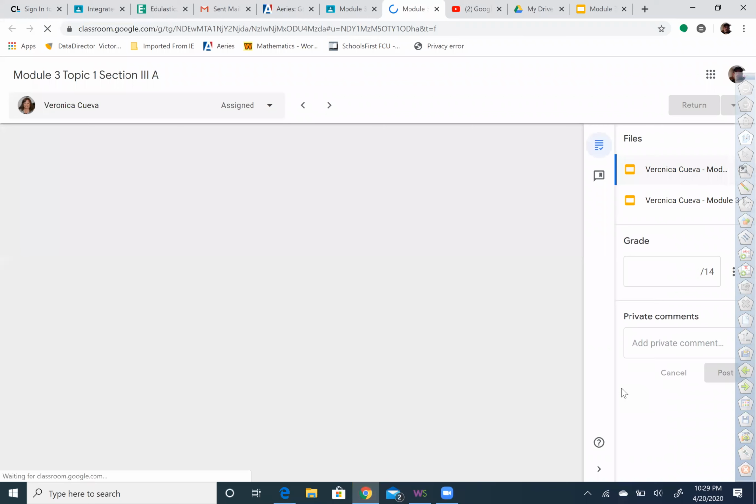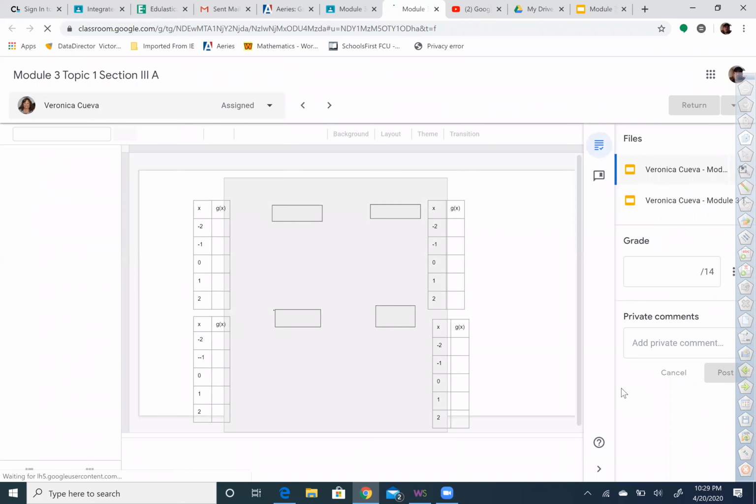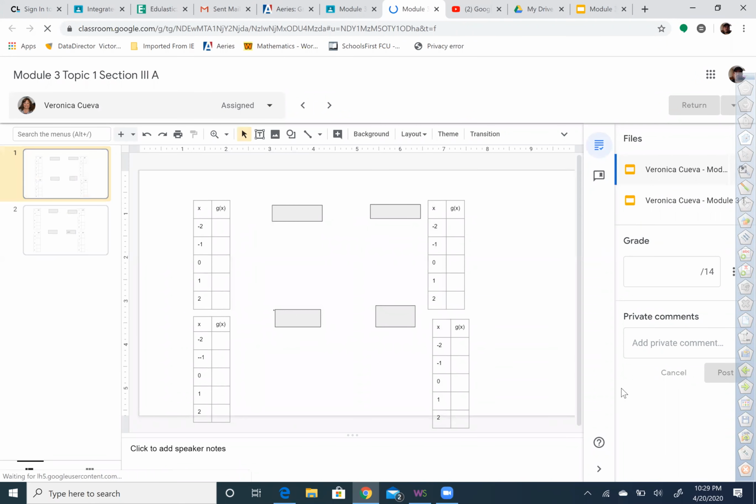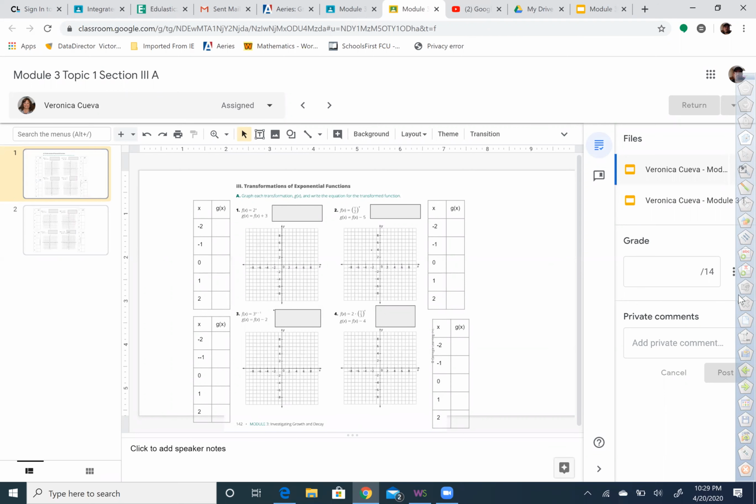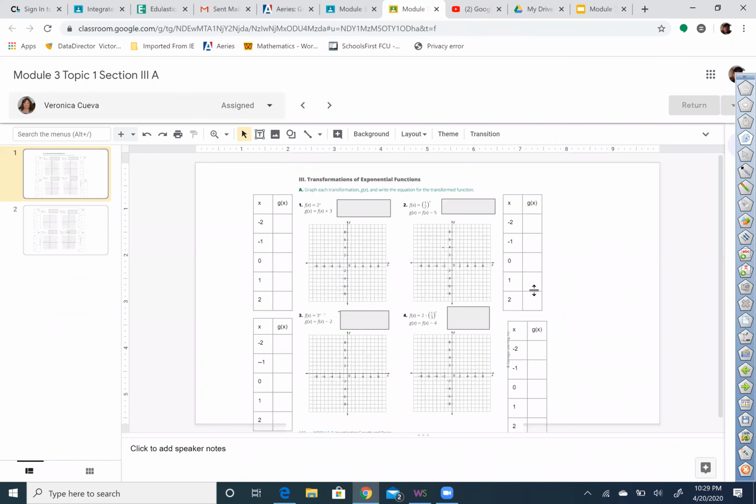Okay, so let's go ahead and we'll go over module 3, topic 1, section 3. This work is due on Thursday. Let me see. Let's go ahead and do Ms. Cuevas' work. Okay, so let's go ahead and zoom in so we can see this a little bit better.